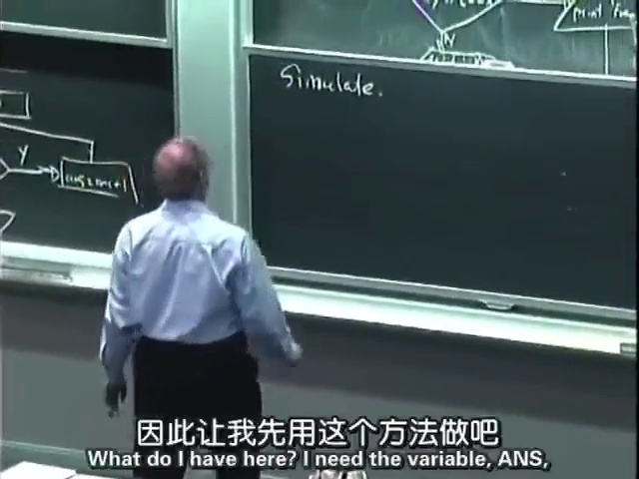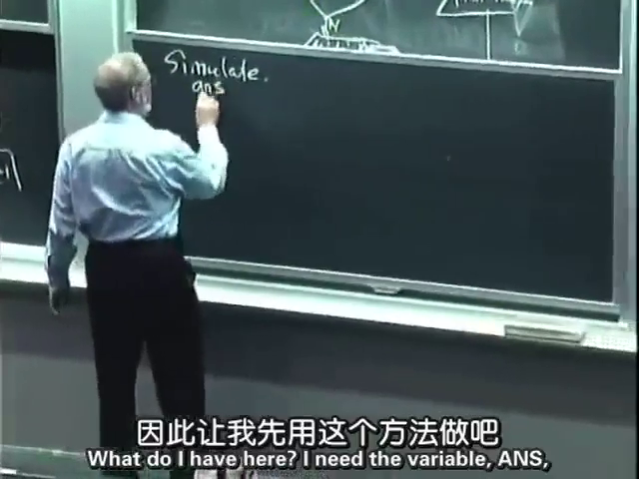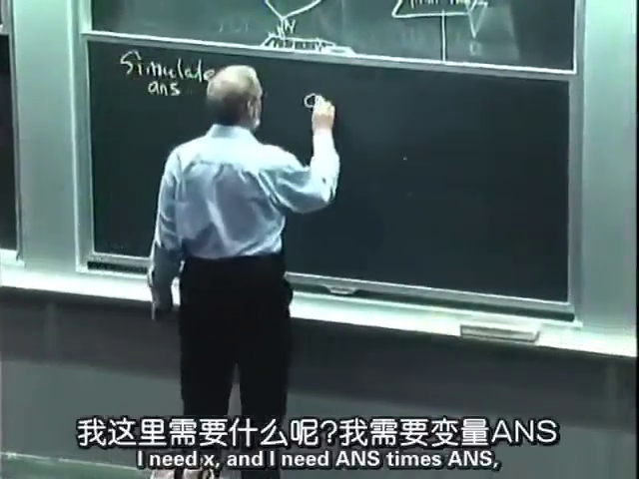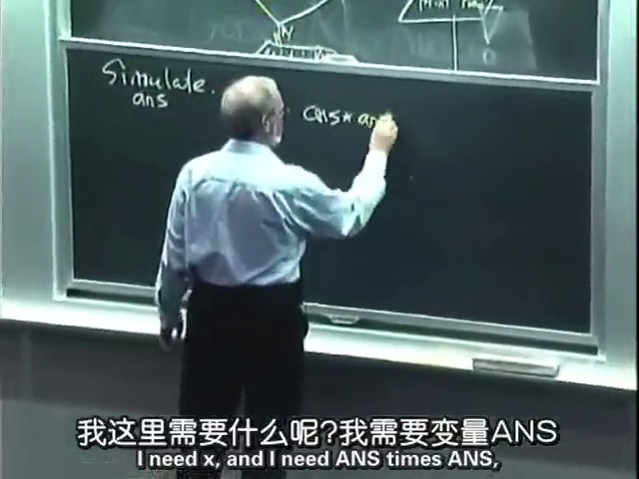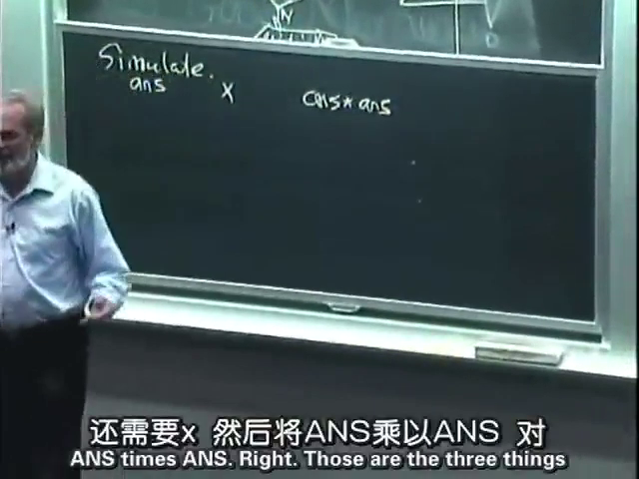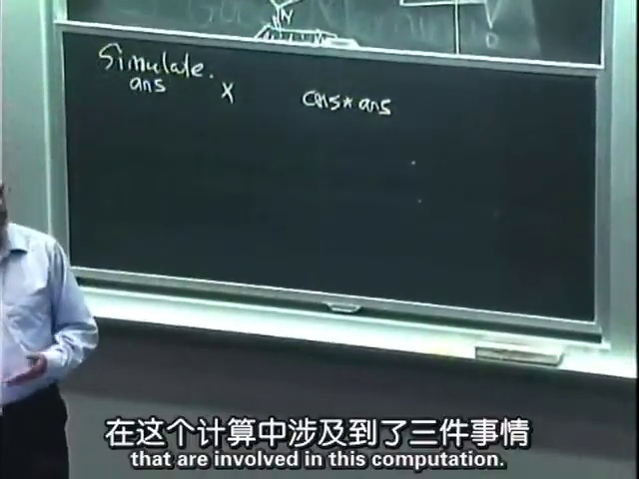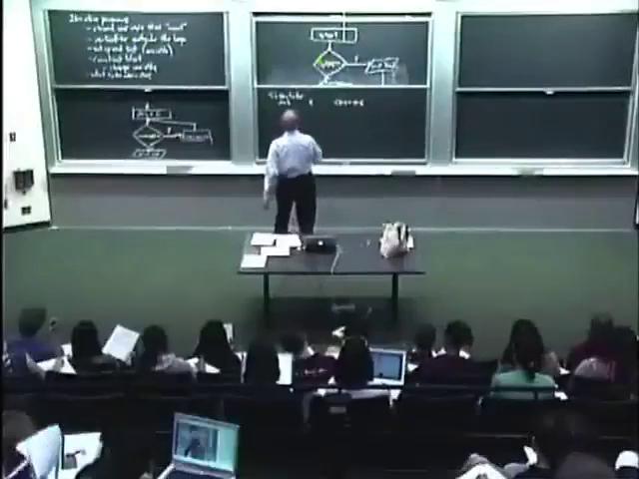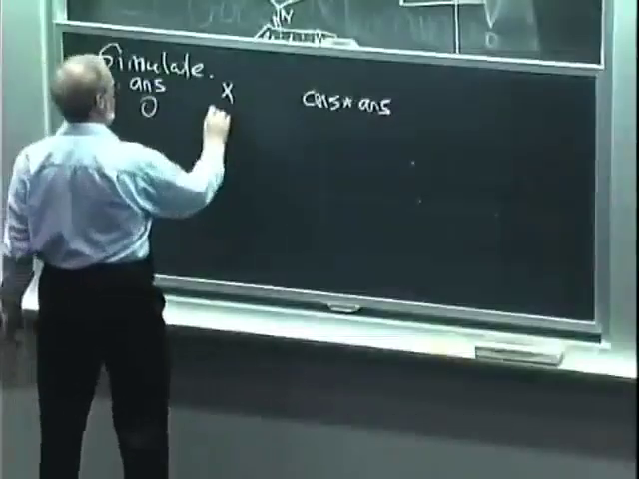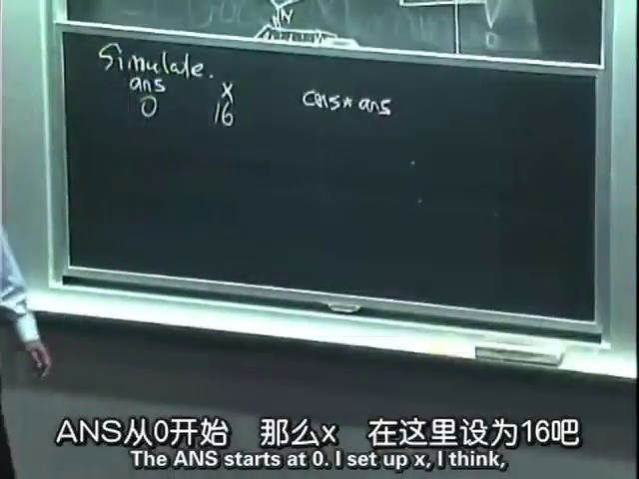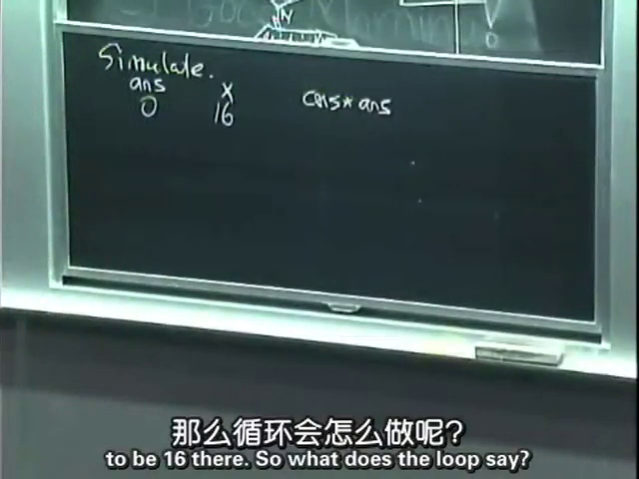What do I have here? I need the variable ans. I need x. And I need ans times ans, right? Those are the three things that are involved in this computation. And I picked something reasonably simple. Answer starts at 0. I set up x, I think, to be 16 there.